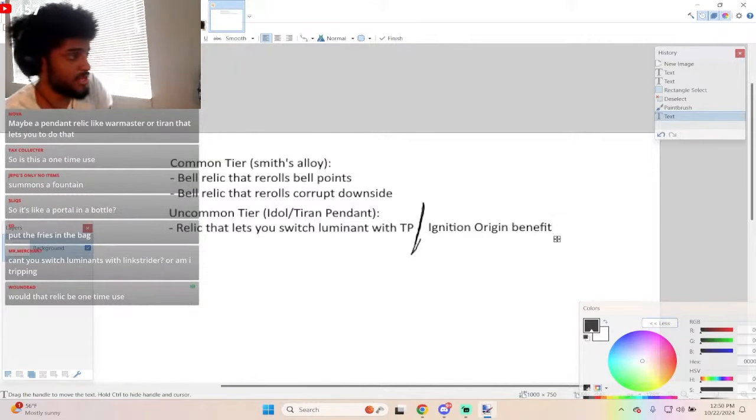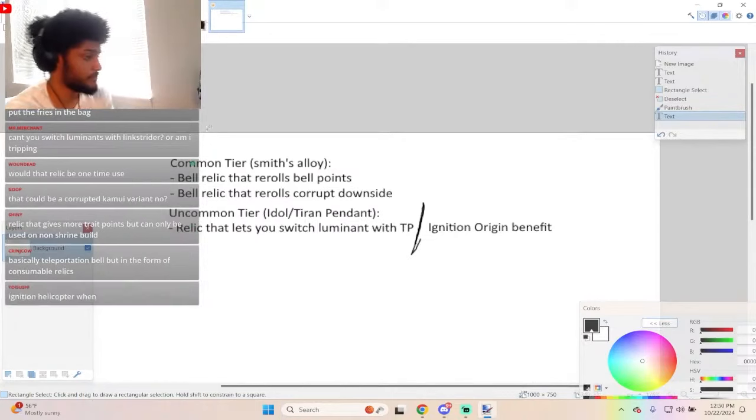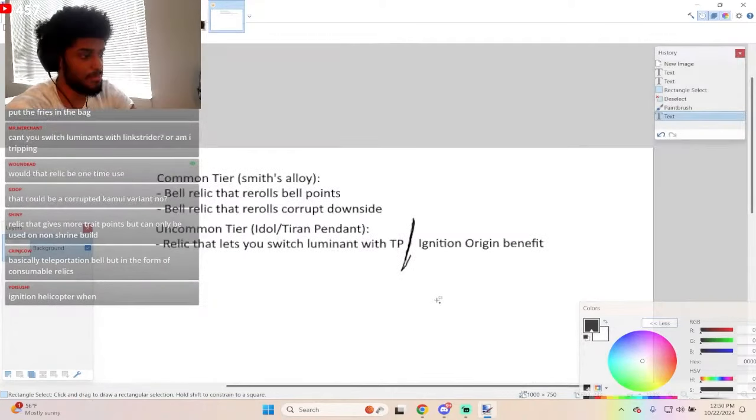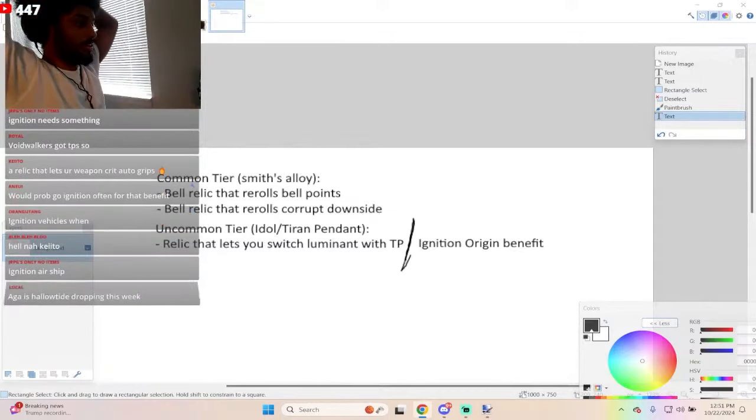Would the relic be one-time use? I don't think so. I was thinking it's more like a Rain Spire sort of thing with a cooldown. That's what I was thinking. But yeah, it could either be that or an origin benefit. Would probably go Ignition often for that benefit.